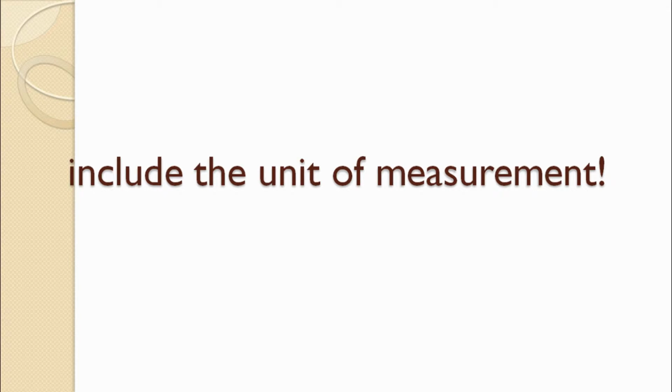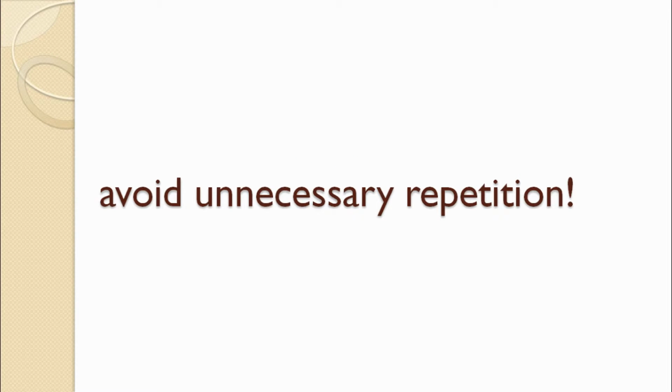Include the unit of measurement. The answer is a distance. Make sure you include the unit of measurement. You can write this in an abbreviated form, for example, km for kilometers or m for miles. Avoid unnecessary repetition. If part of the answer is given, remember not to repeat it in your answer.